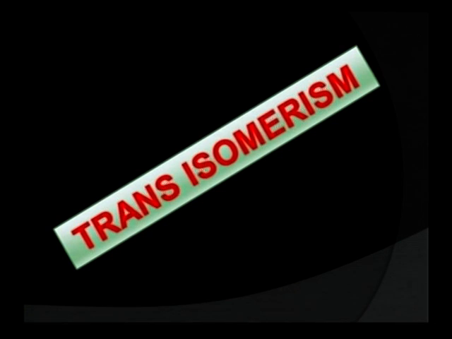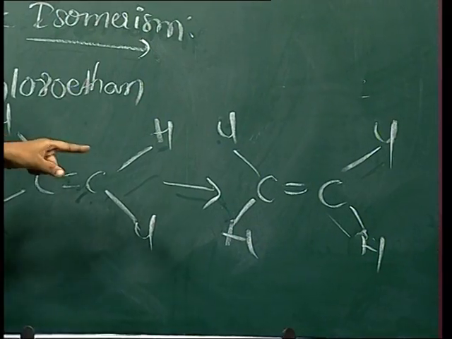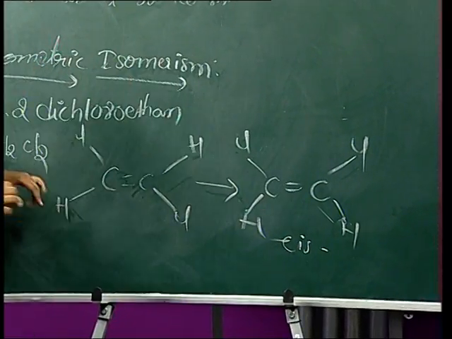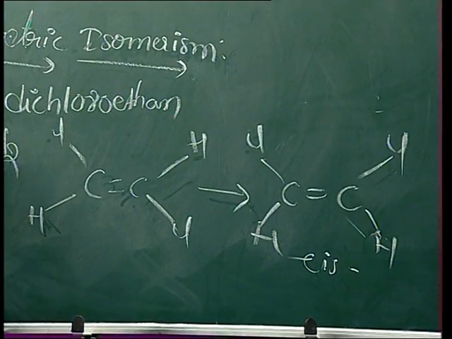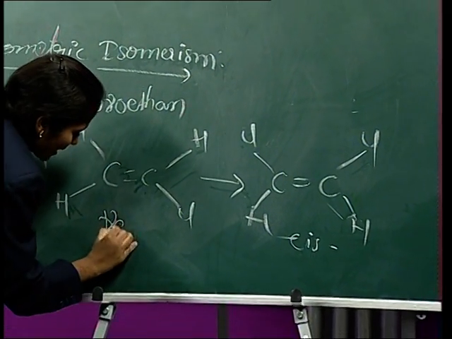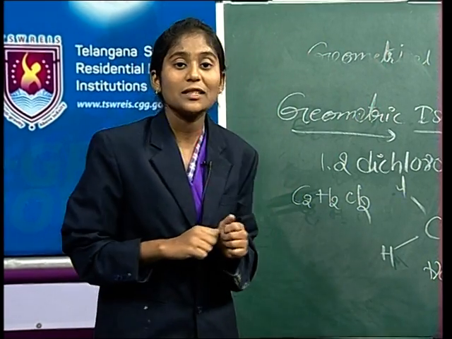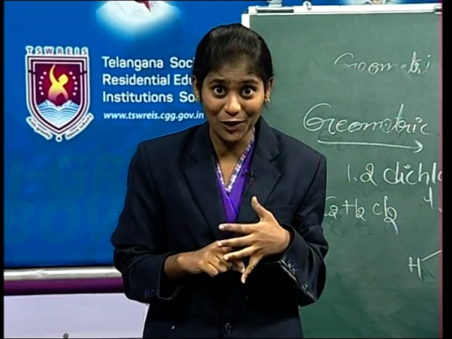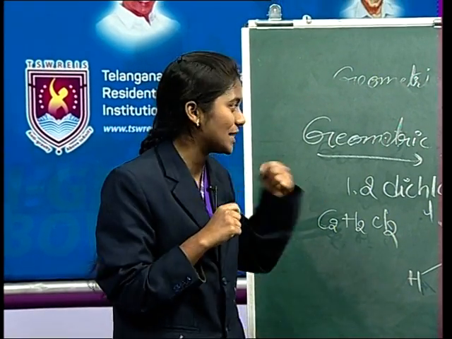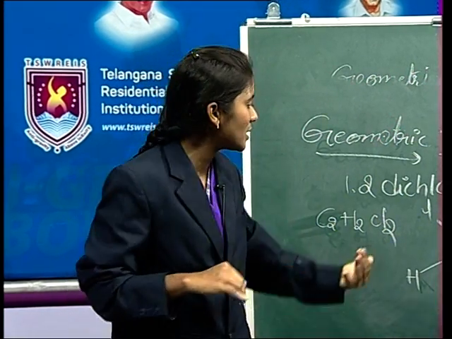Okay, friends. So, this is trans isomerism. Already I said that the same side is called cis and the opposite side is called trans. Here the chlorines are on one side, hydrogens are on one side. Yes, exactly, this is the cis. And chlorines are on opposite sides, across, and hydrogens are on opposite sides. Yes, this is the trans. So, friends, what is the difference between cis and trans? Cis is the same side, and across, the opposite side, is called trans isomerism.